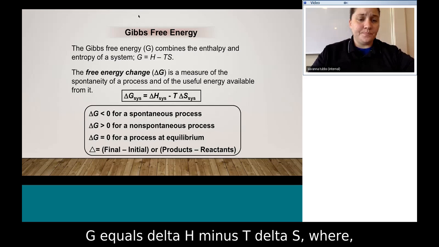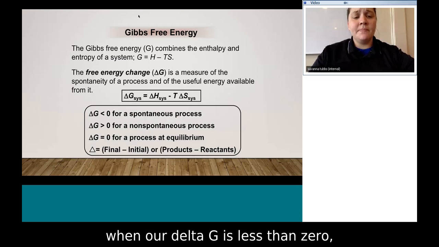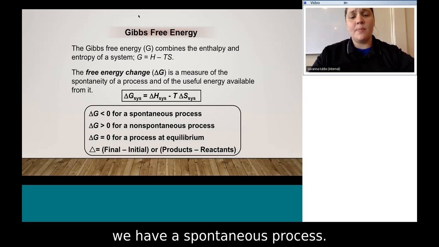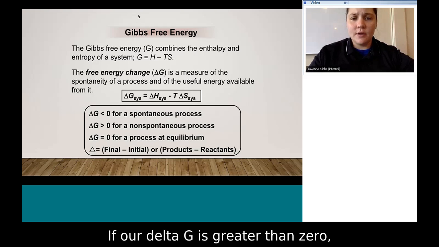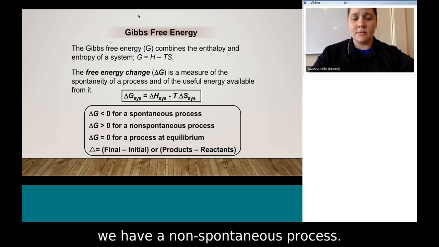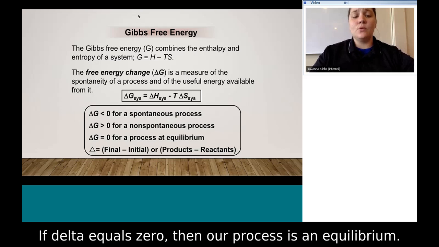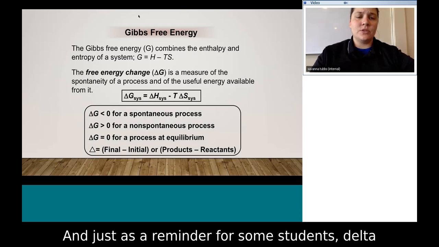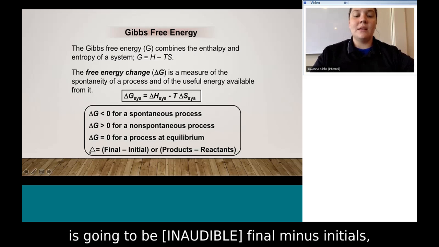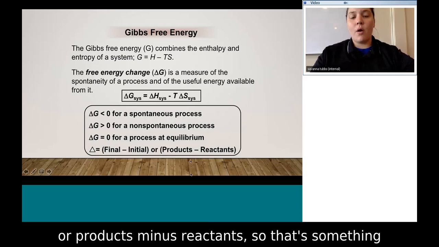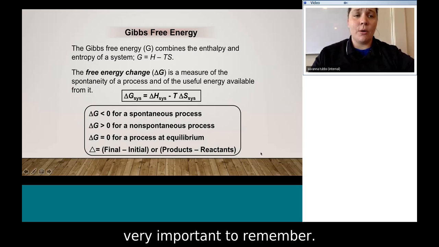where when our delta G is less than 0, we have a spontaneous process. If our delta G is greater than 0, we have a non-spontaneous process. If delta G equals 0, then our process is in equilibrium. And just as a reminder for some students, delta is going to be our final minus initial, or products minus reactants. So that's something very important to remember.